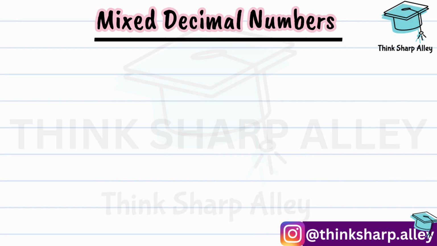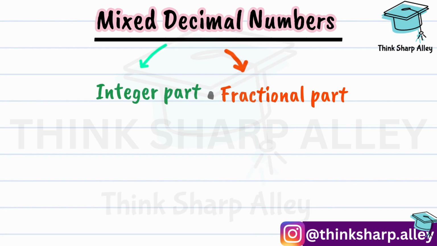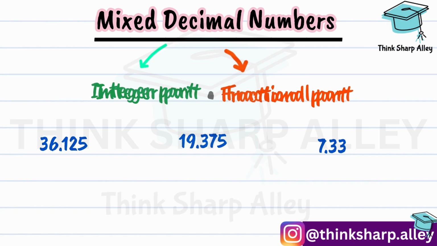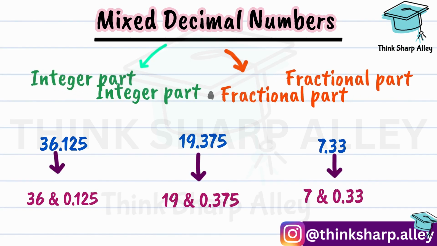Now let's talk about mixed decimal numbers. Numbers that have both an integer part and a fractional part. For example, 36.125, 19.375, 7.33, etc. These numbers are neither purely integers nor purely fractions. Whenever a decimal number has two parts, we treat the two parts separately.